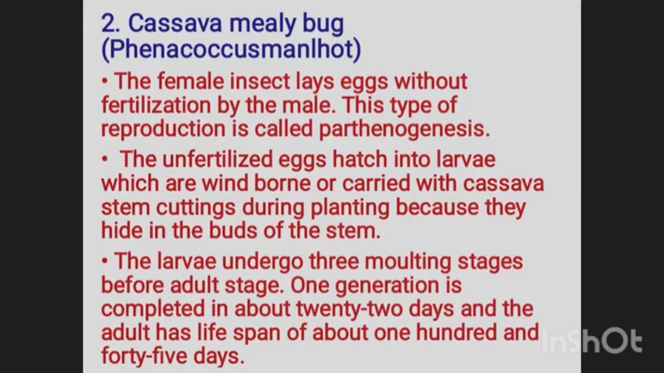Next, the unfertilized egg hatches into larvae, which are weed-borne or carried with cassava stem cuttings during planting season. Because they hide in the buds of the stem, the larvae undergo 3 molting stages before the adult stage. One generation is completed in about 21 days before it becomes an adult. And once it gets to an adult, the adult can live for about 45 days.